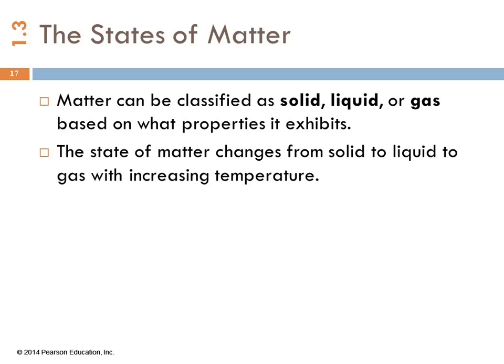So one way to classify matter is by the state of the matter. I think that was someone moving a stool. I don't know. We can classify it as a solid, a liquid, or a gas based on the properties that it exhibits. And we observe that matter changes from a solid to a liquid to a gas as the temperature increases. And water is one of those substances that we can observe in our everyday lives in all three states. We have ice and water, and as a gas we call it steam.